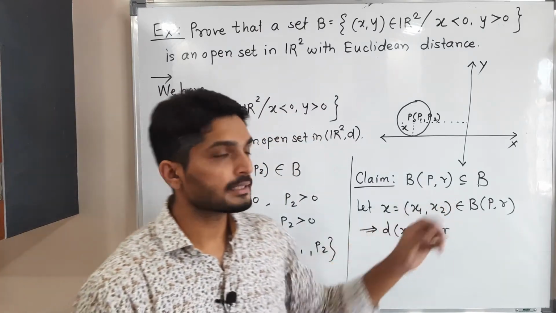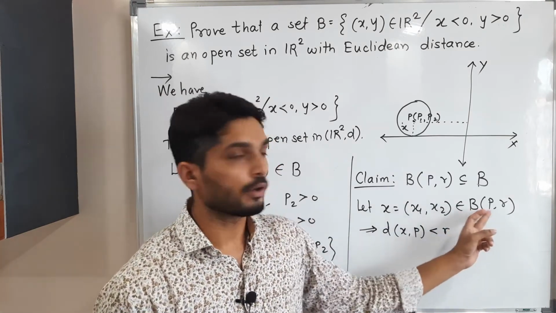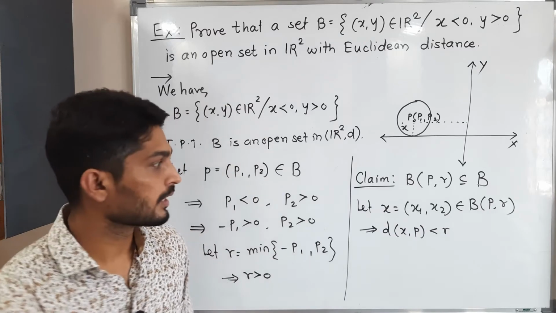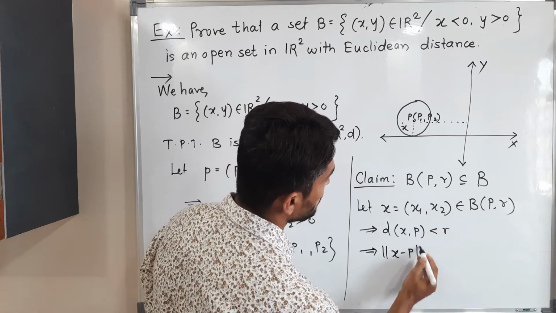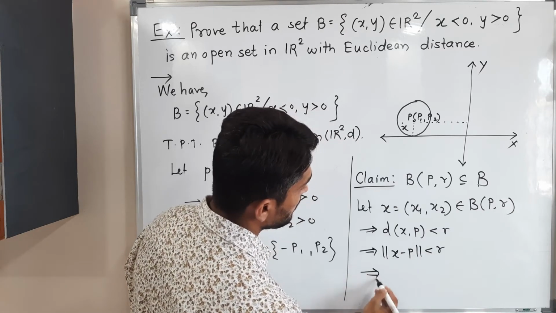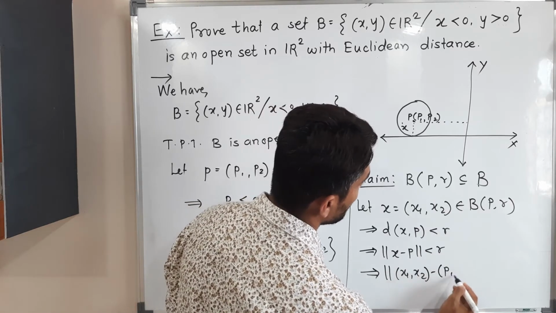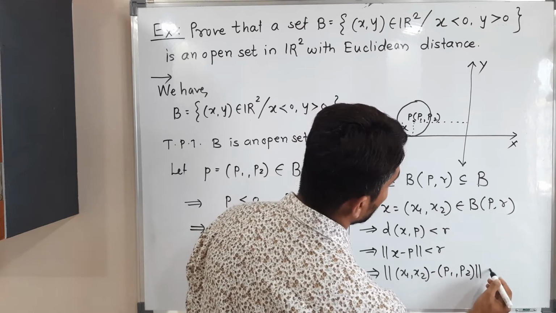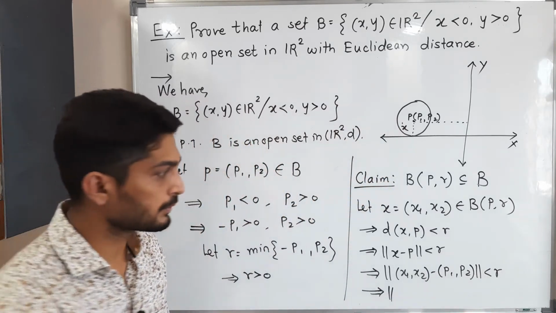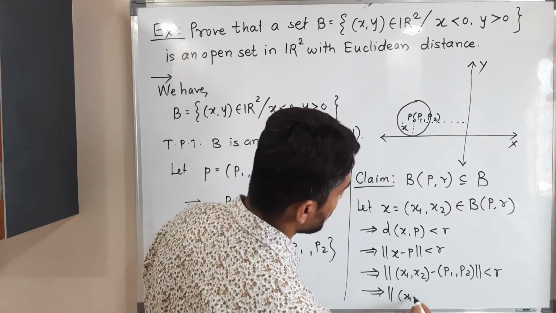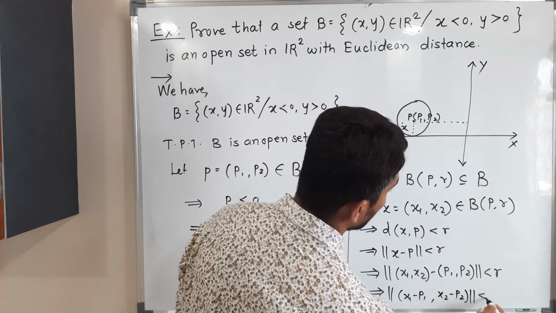Since that point lies in the open ball, the distance of that point from the center of the ball will be less than its radius. This is the Euclidean metric, so this is nothing but norm of X minus P less than R. Our X is x1 comma x2, and P is P1 comma P2. Component-wise subtraction gives x1 minus P1, x2 minus P2, norm less than R.